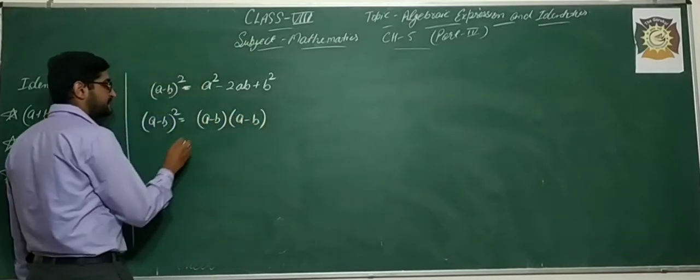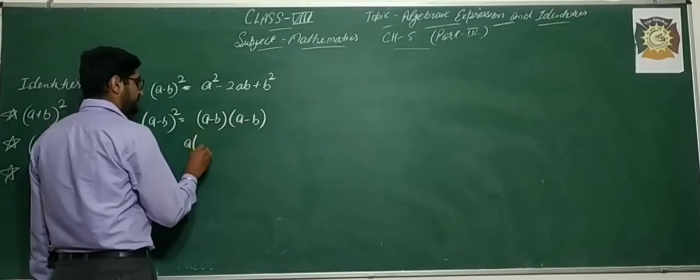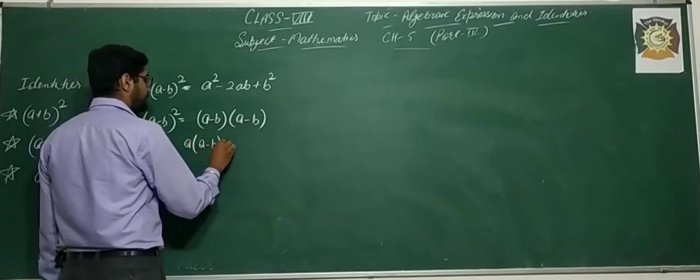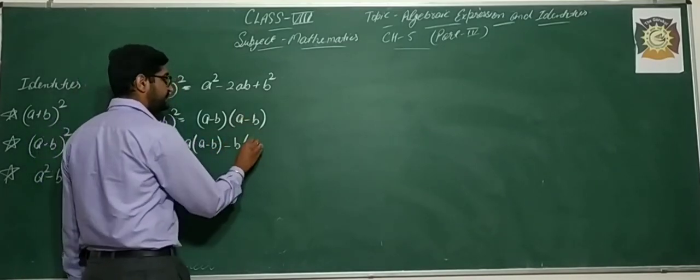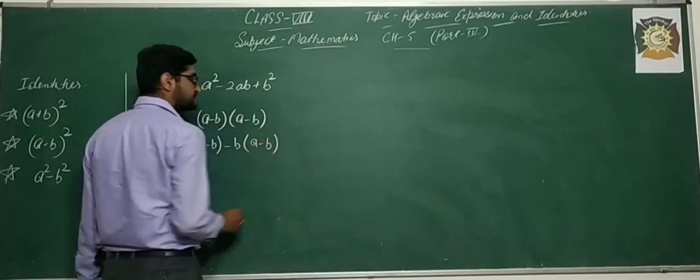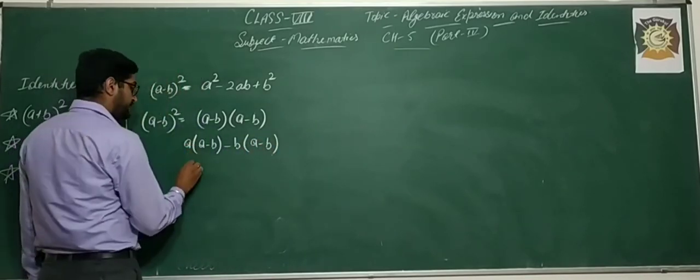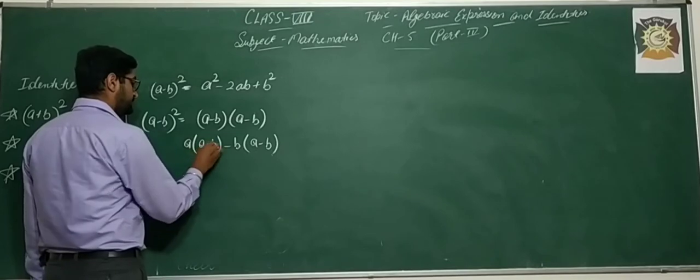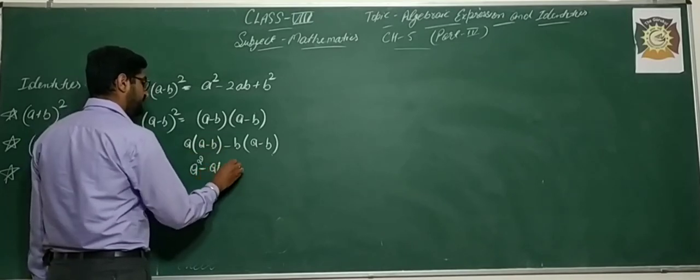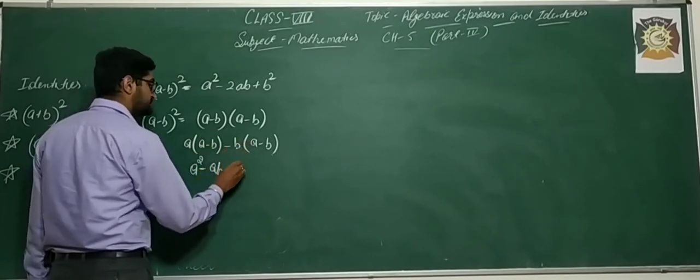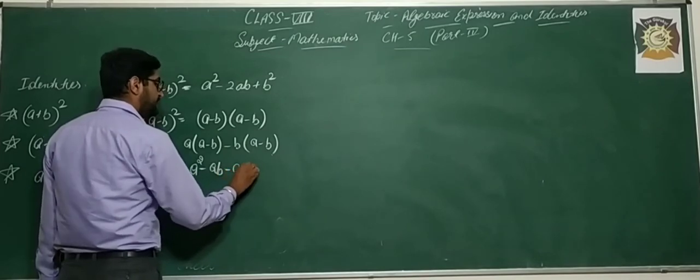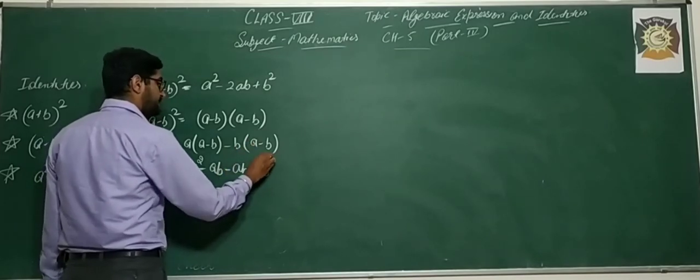And when we multiply these two terms, this is a into (a minus b) and minus b into (a minus b). A into a is a square and minus ab. Here when we multiply these two terms, this is minus ab and plus b square. Why is it plus?